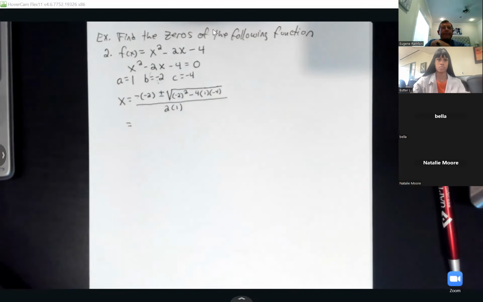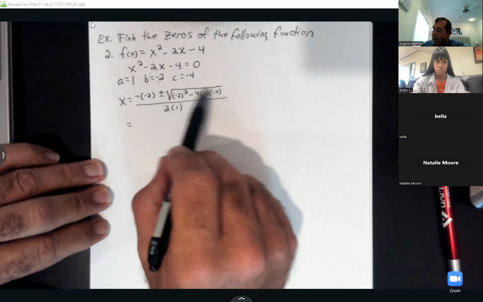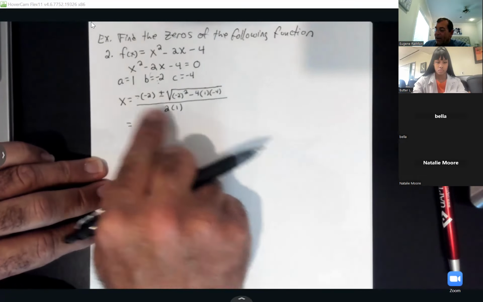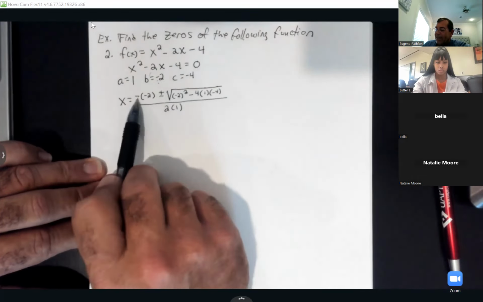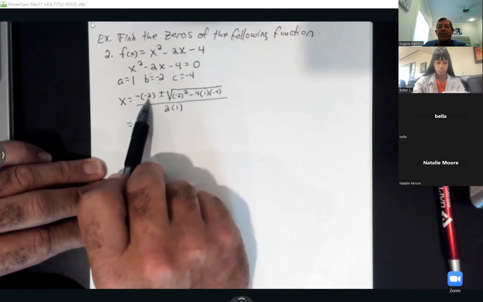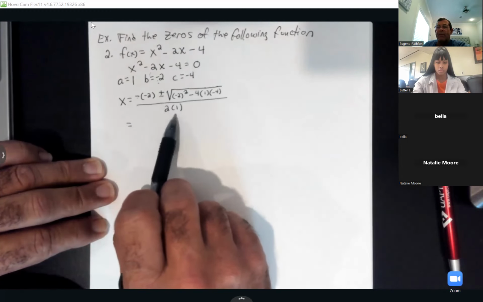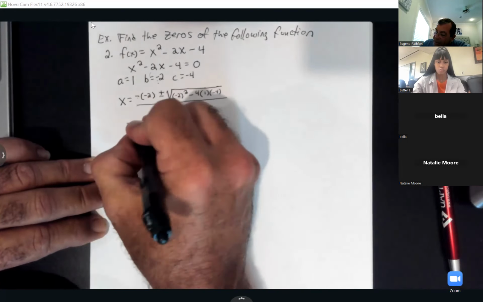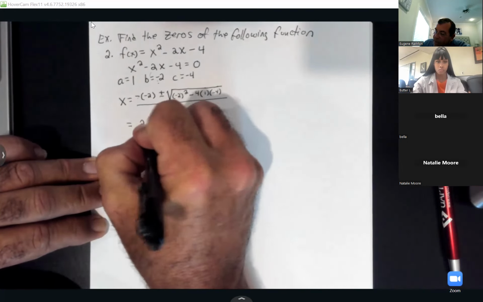Most of my work is going to be under that radical until I can start simplifying it. The only thing I can do on the outside is make that double negative a +2, and then I can make that 2 times 1 a 2 on the bottom. So a -2 is a +2 plus or minus.